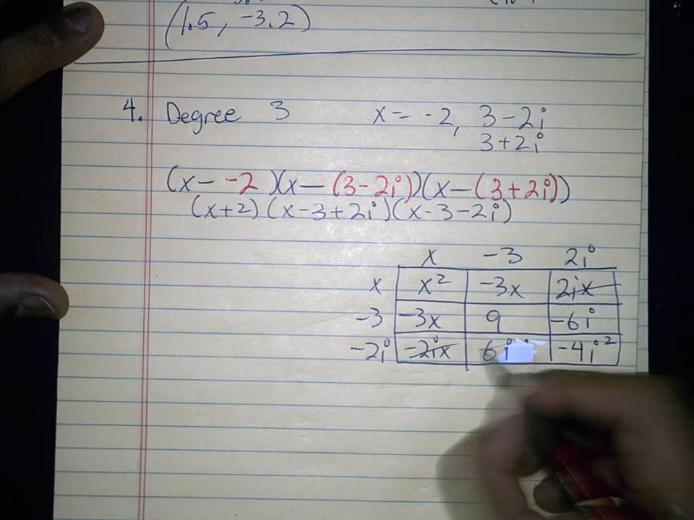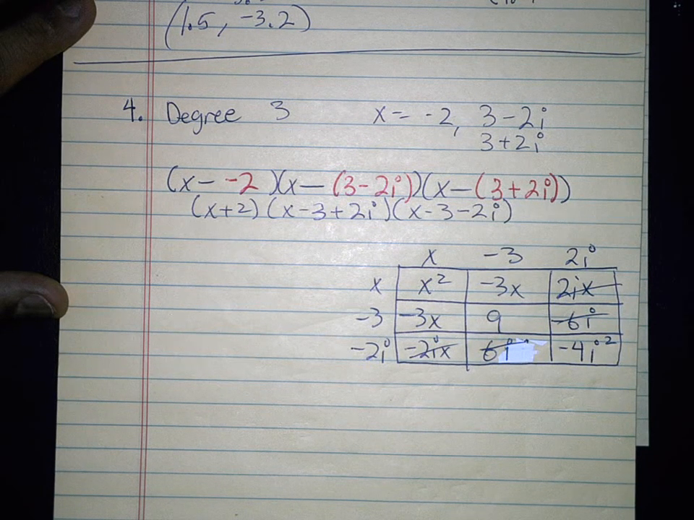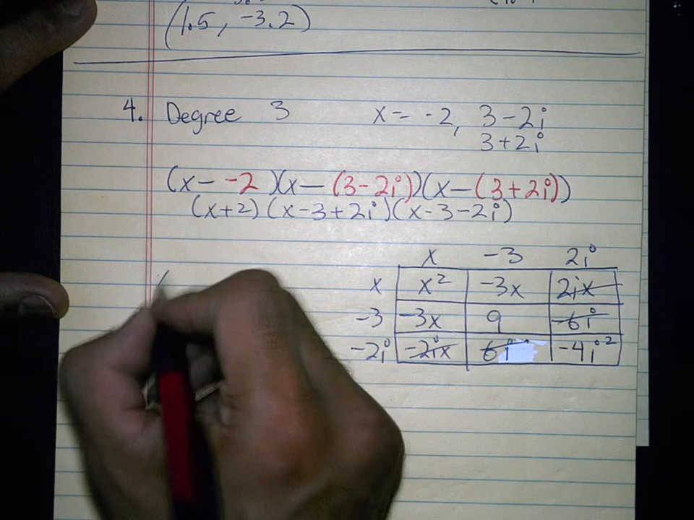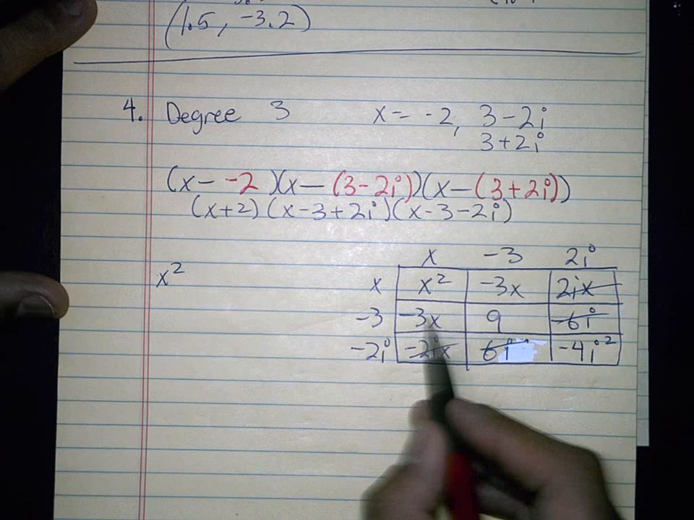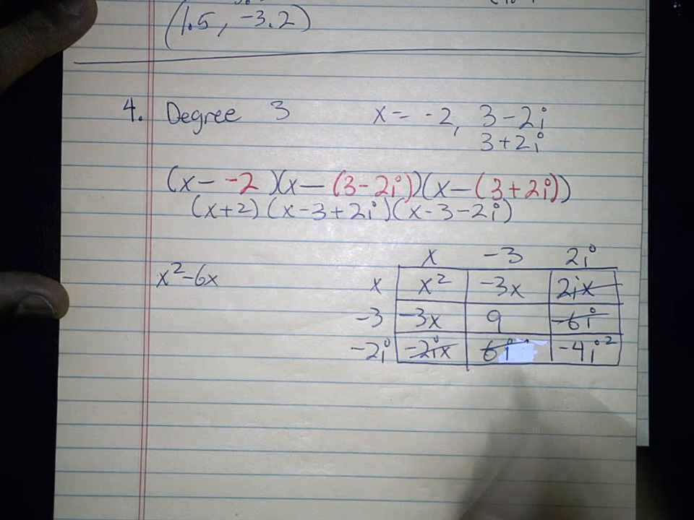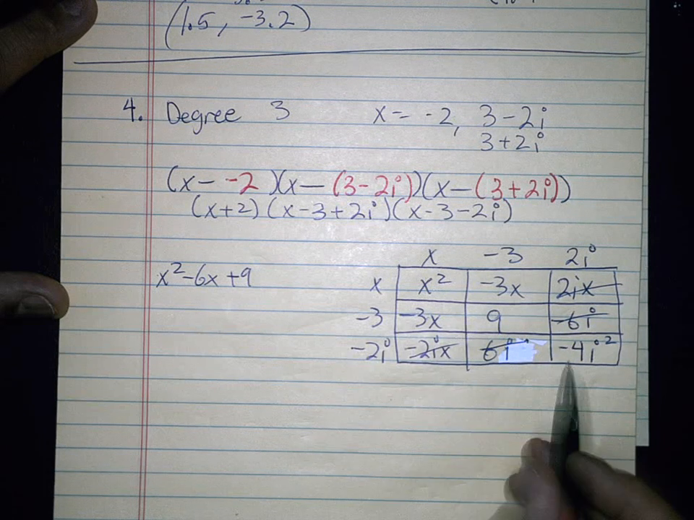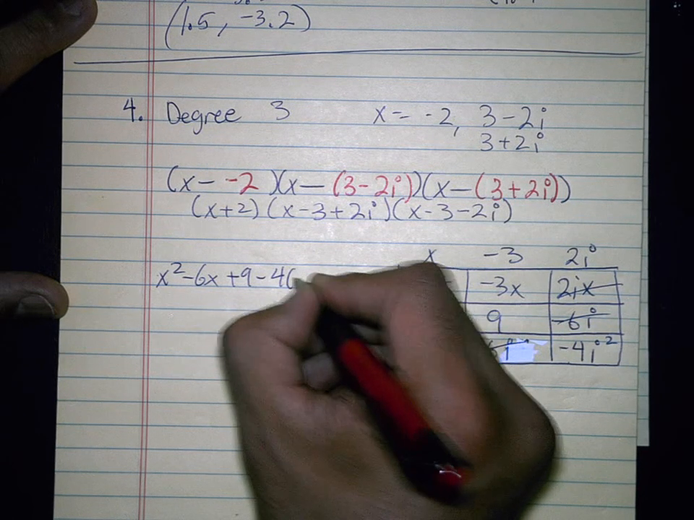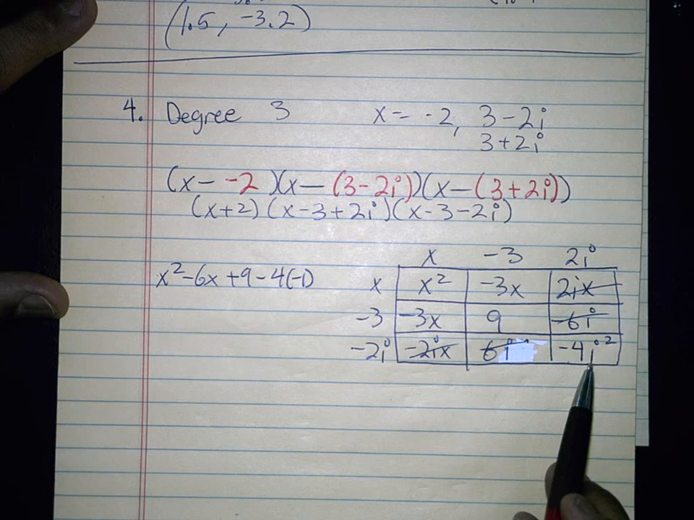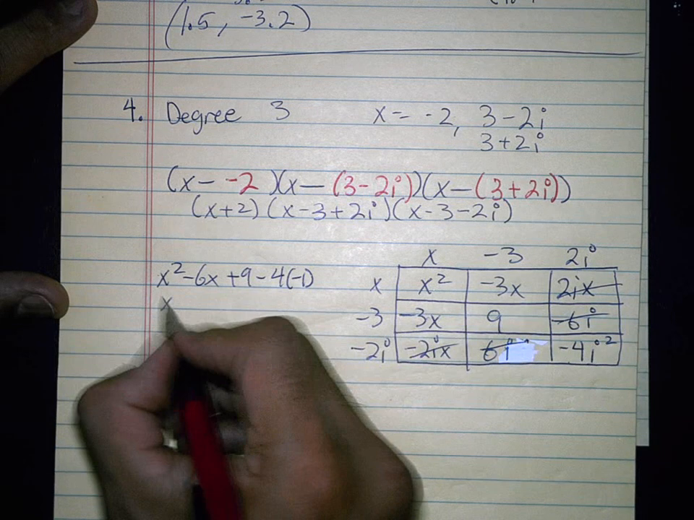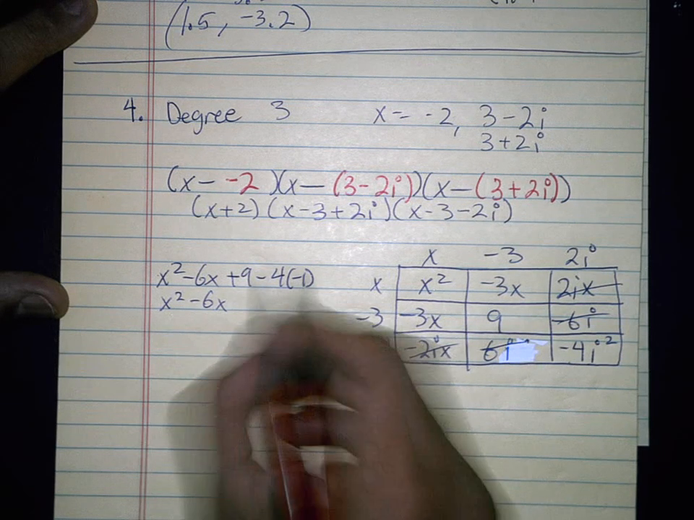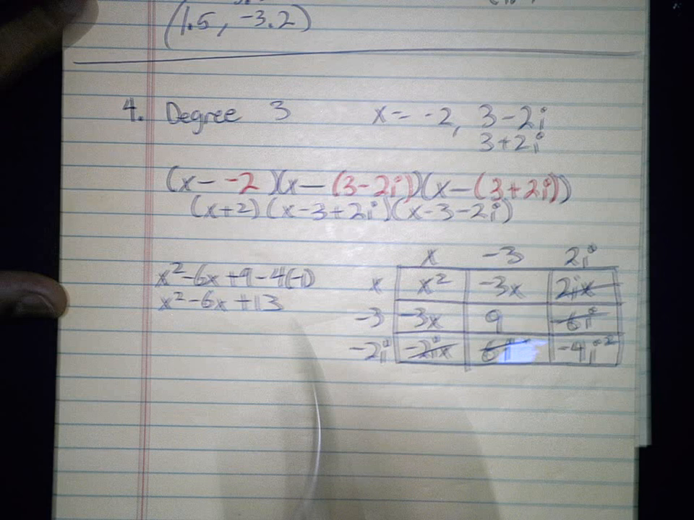So we get some opposites. So we end up with, bringing this over here, x squared, and then minus 6x plus 9, and then minus 4 times negative 1, because i squared is negative 1. So we end up with x squared minus 6x. This is going to be plus 4 plus 13.